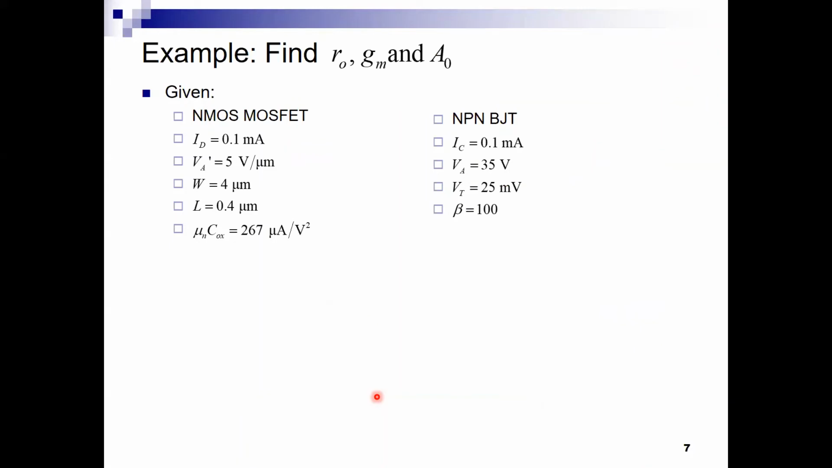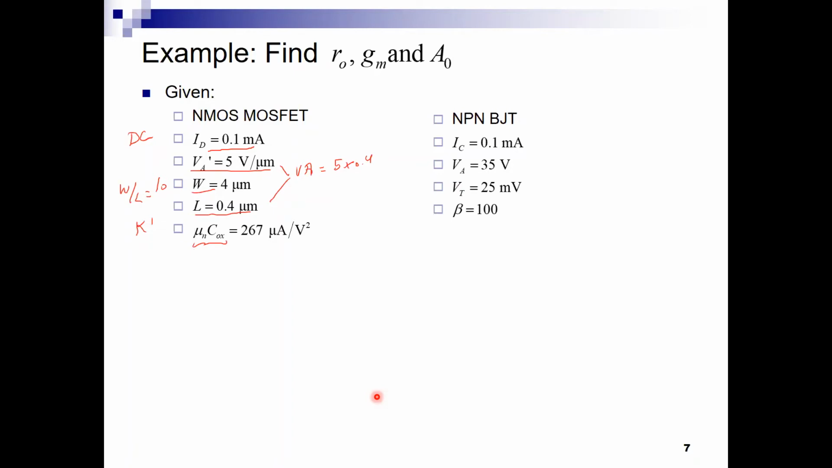Let's look at this here. So they gave me an NMOS transistor where the current is 0.1 milliamp. They already gave me the DC bias points, so this is the DC operating point. They told me that VA prime is 5 volts per micrometer. I have L. Automatically, I can compute VA from those two quantities, which is 5 times 0.4. And then I also have W, which means I can calculate the W by L ratio, which is equal to 10 in this scenario. And they gave me mu and Cox, which is K prime. And they're asking me to find the gain.